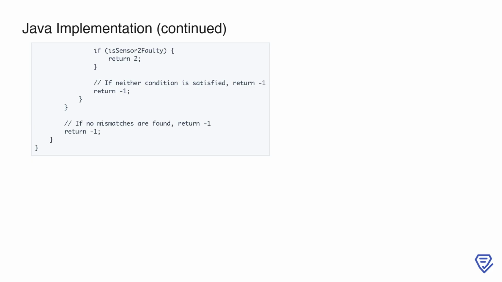If neither array satisfies the conditions for being the faulty sensor, we return -1 to indicate that the fault cannot be determined. Finally, if no mismatches are found in the entire iteration, we also return -1, as this implies that the data in both arrays are consistent and no fault is present.